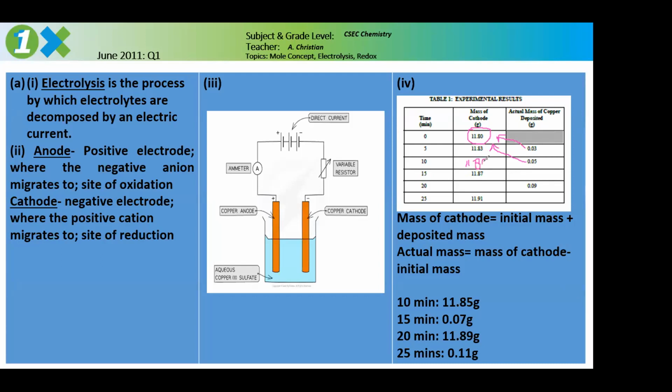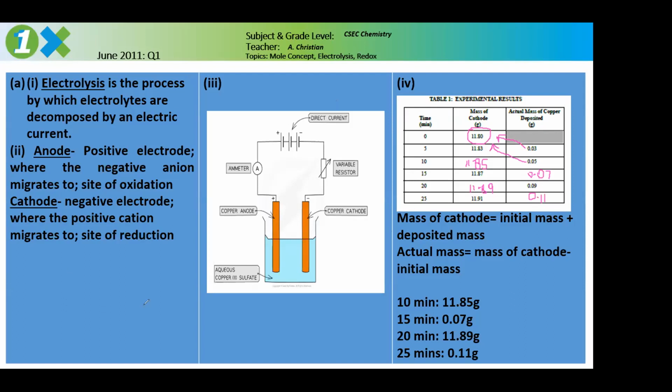And that sequence keeps coming back, because if you now want to get this value, all you need to do is subtract the initial from this value here. And what would you get? 0.07. So 11.87. And here? 11.89. And then here? 0.11.